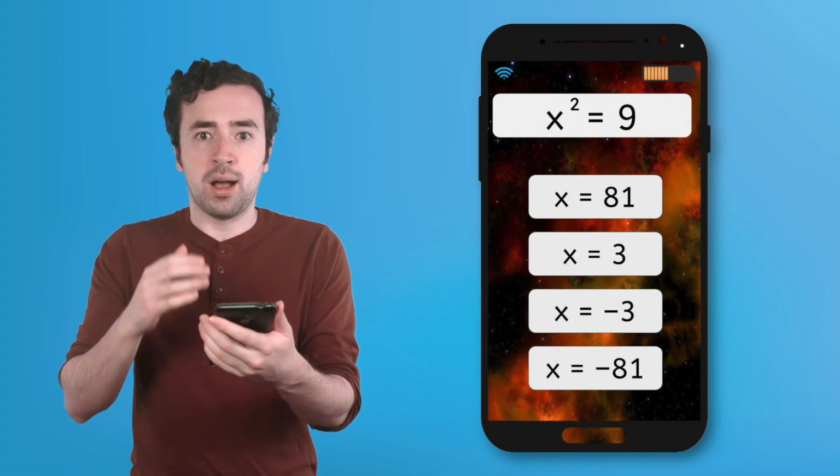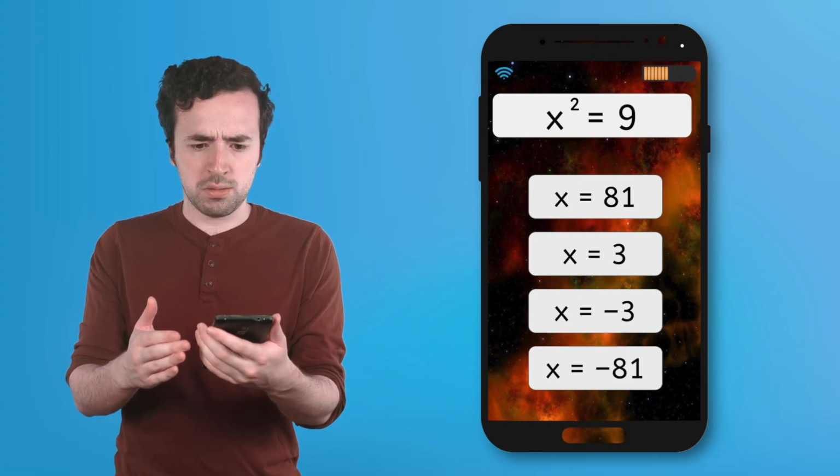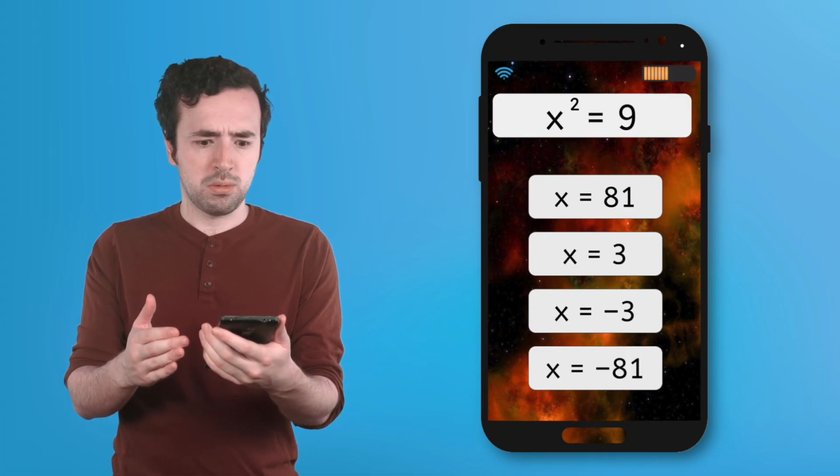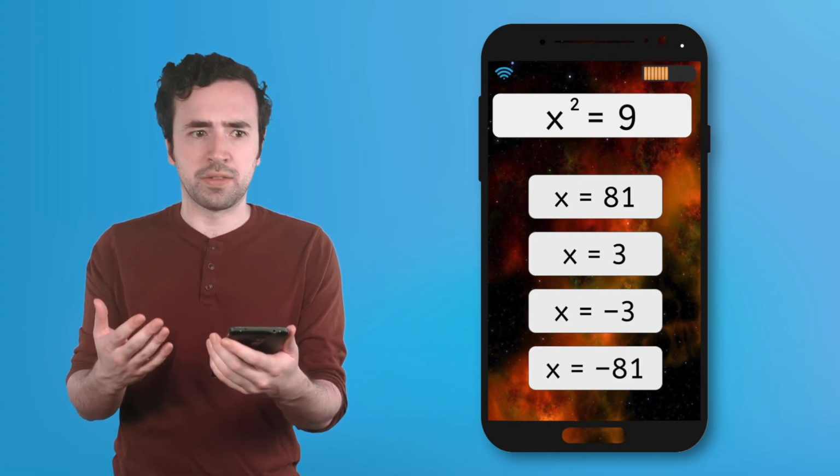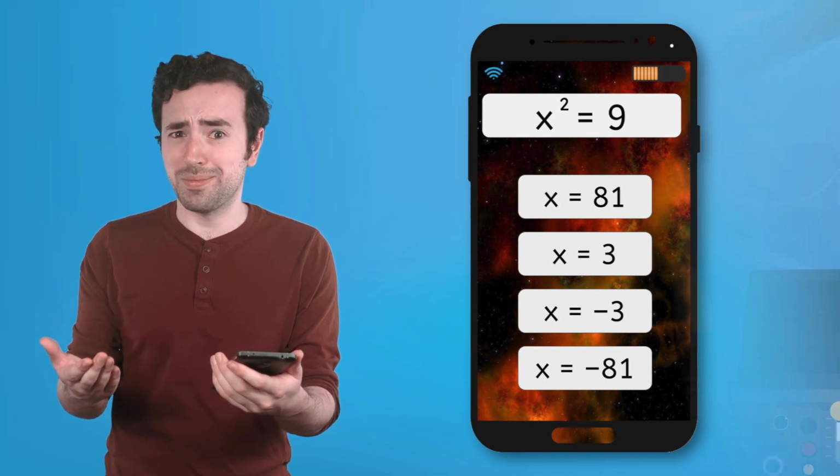Ooh, new level. X squared equals 9. Uh-oh. I don't know how to solve this one. Can you help?